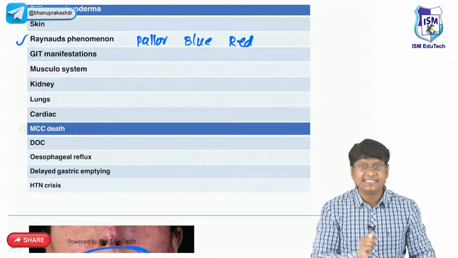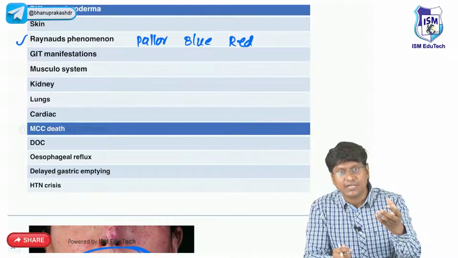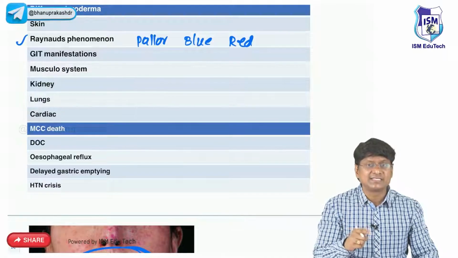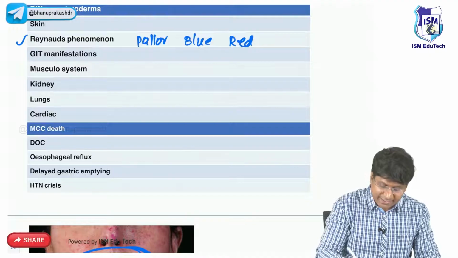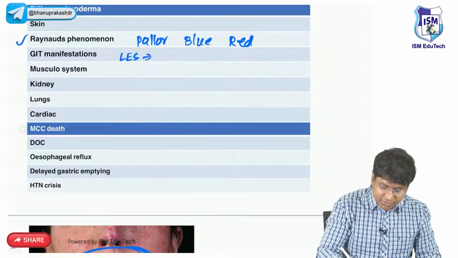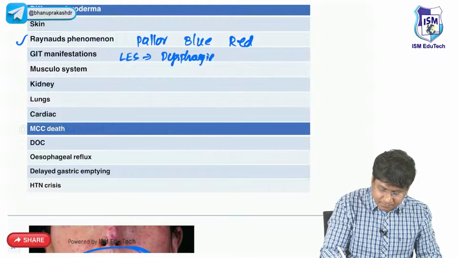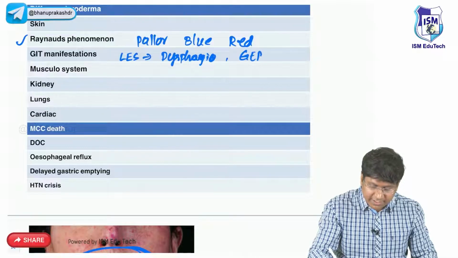Then what will be the GIT manifestation? The abnormal collagen gets accumulated even within the esophagus. Once there is accumulation of the abnormal collagen within the lower esophageal sphincter, the patient will have dysphagia. So there will be difficulty in swallowing, and there will also be reflux. There will be development of gastroesophageal reflux disease.